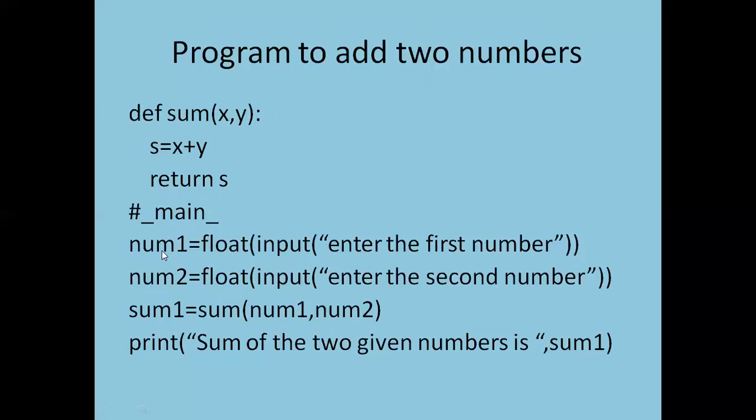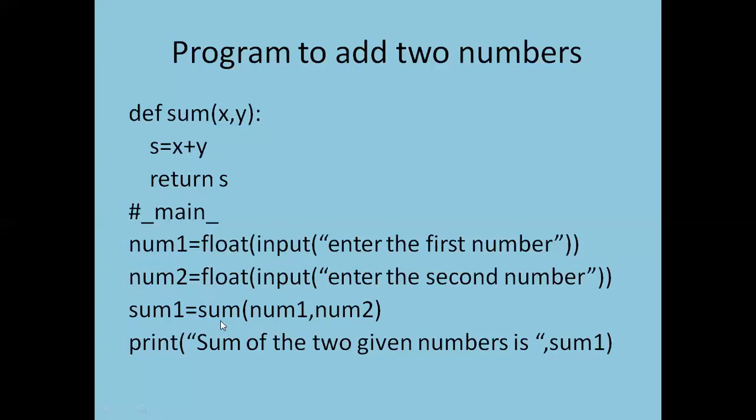So when I write in my main program part, num1 is equal to float input, I'm asking the user to input any number for the first number, stored in num1, and num2 is again the same. I'm storing the second value. Now sum1 I'm storing by calling the function, with num1 and num2 passed here.